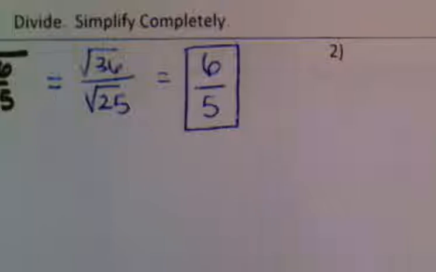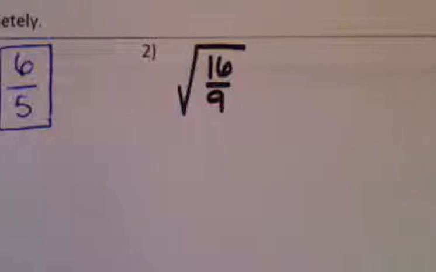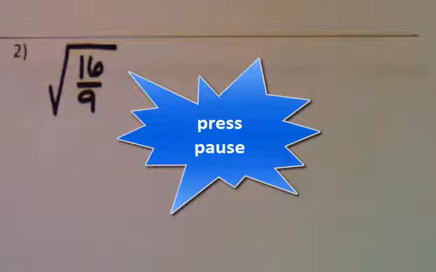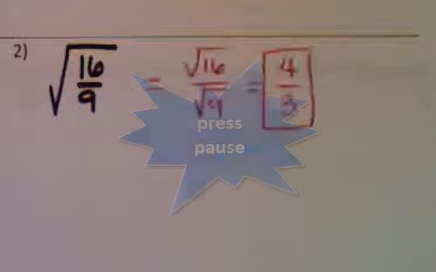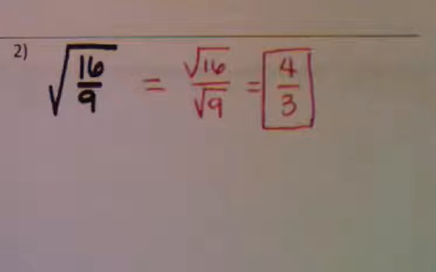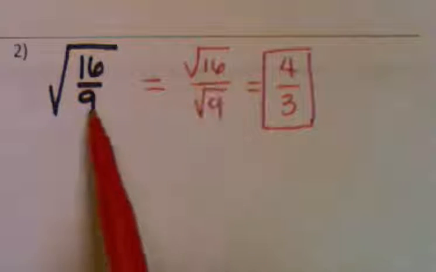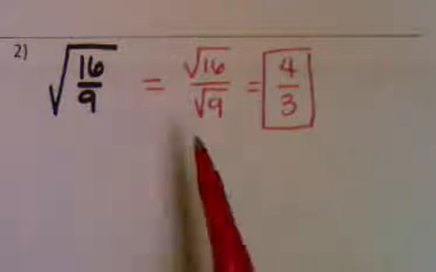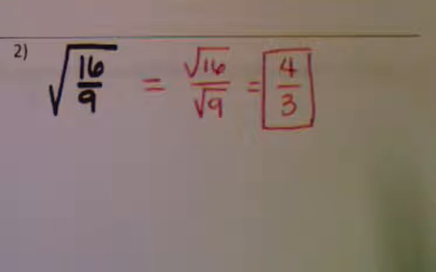So let's take a look at our second problem. Now, our second problem is very similar to the first one, so go ahead and give it a try on your own. Pause the video and then check back in. Okay, so on this one, I split my radical again, just like on the first problem, and then I simplified both. Okay, the square root of 16 is 4, and the square root of 9 is 3.